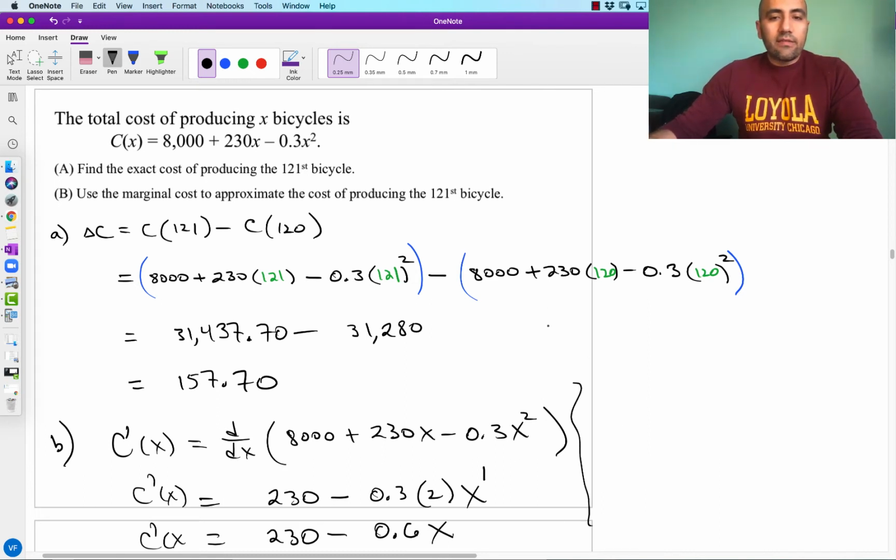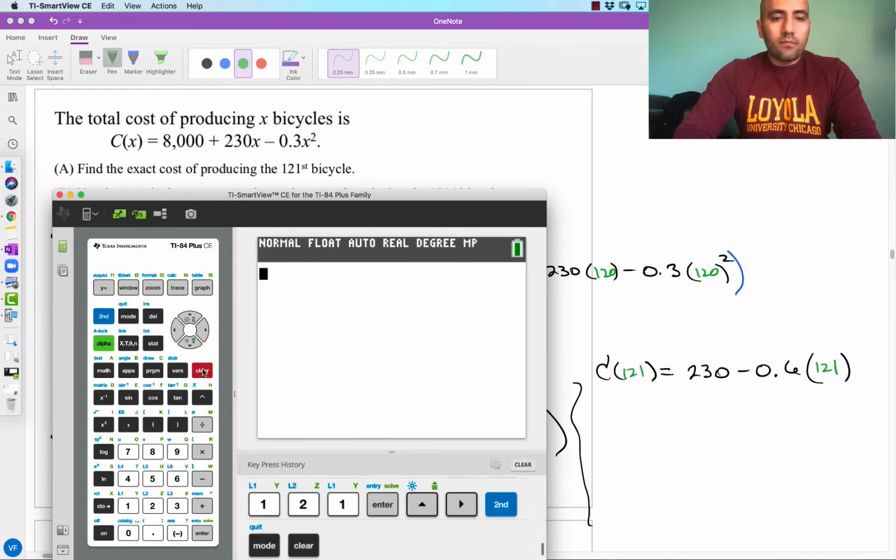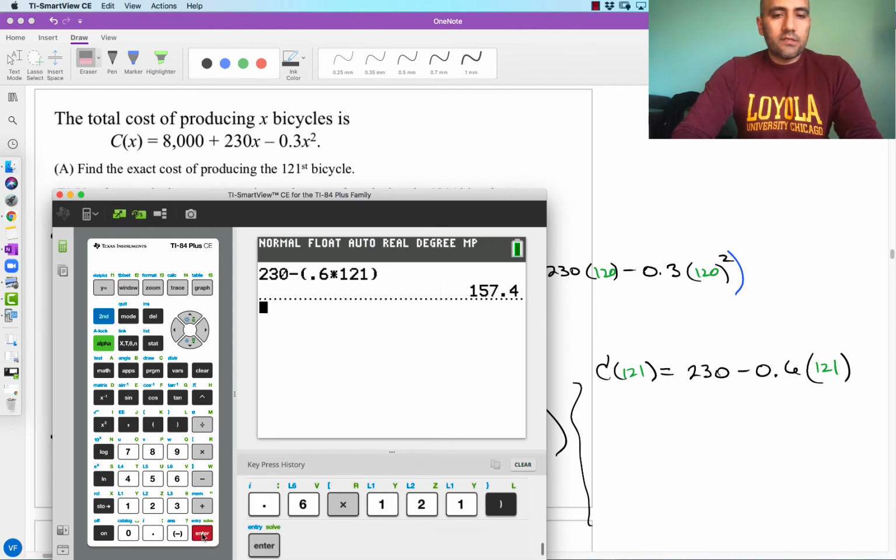And so now we're able to find the result by evaluating this function at 121. So this will be equal to 230 minus 0.6 times that. We input 121 into this function, and we can go over to our calculator and type in 230 minus 0.6 times 121, close parentheses, and we get 157.40.